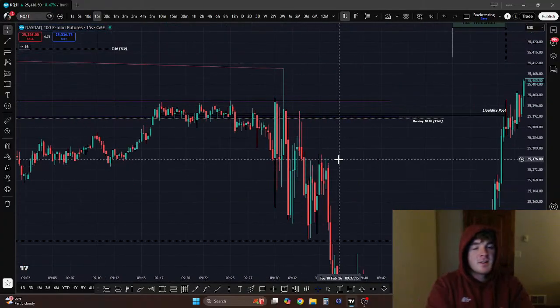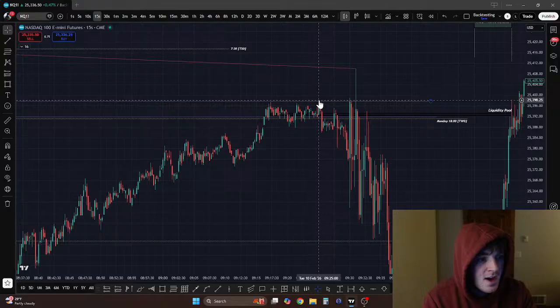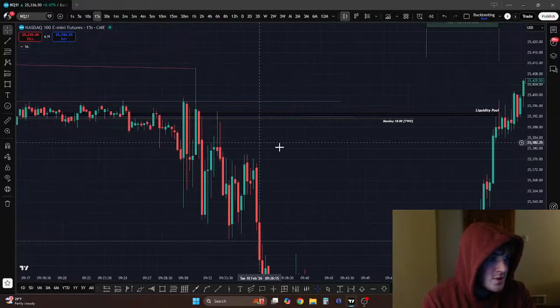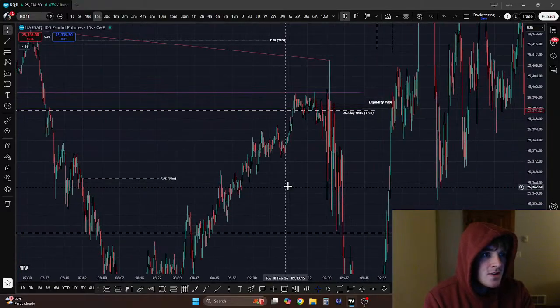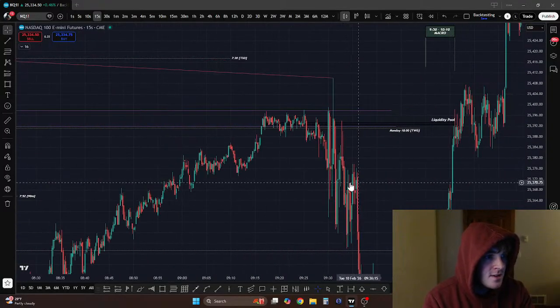Oh yeah, the Venom model. So the short off of this new week opening gap was the Venom model. I'm curious. I'll show you guys. I'm curious if we had SMT here as well. I think we did.